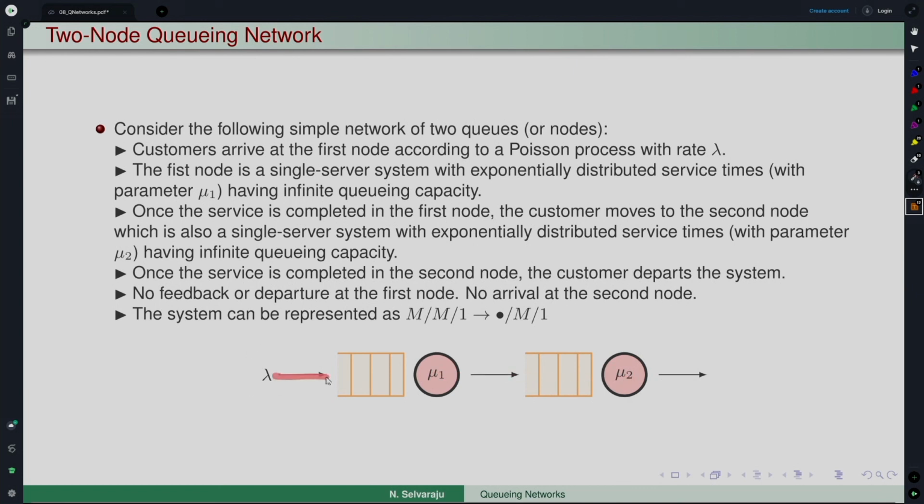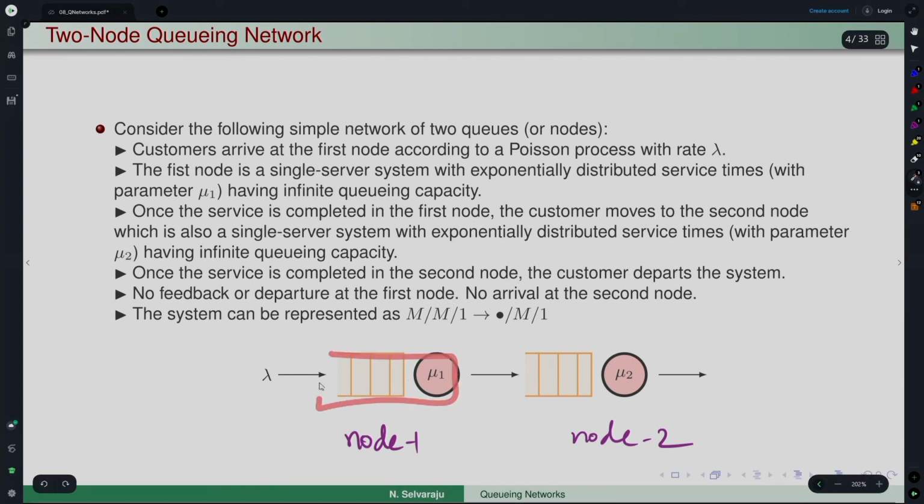Customers arrive to the first node according to a Poisson process with rate lambda. Suppose I call this node 1 and this node 2, or first node and second node. For the first node, the customers arrive according to a Poisson process with rate lambda. This is a single server system, and the service time here is exponentially distributed with parameter mu1. It has infinite queuing capacity and the service discipline is FCFS. So, this first one is typically an MM1 queue.